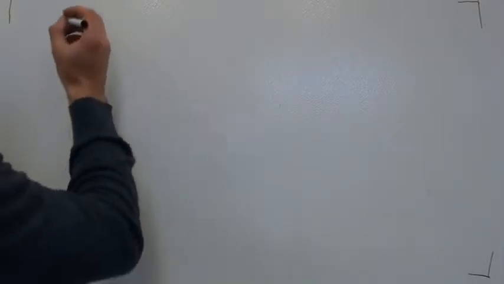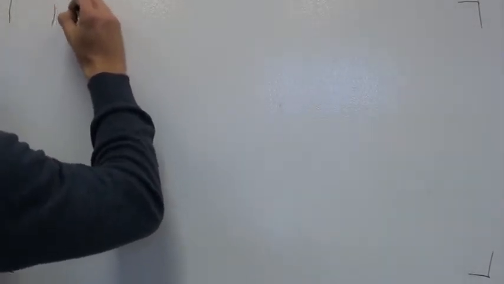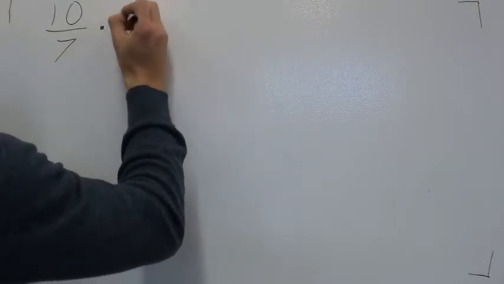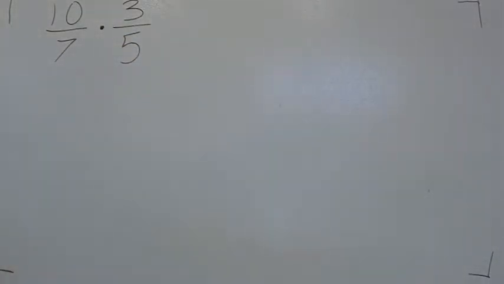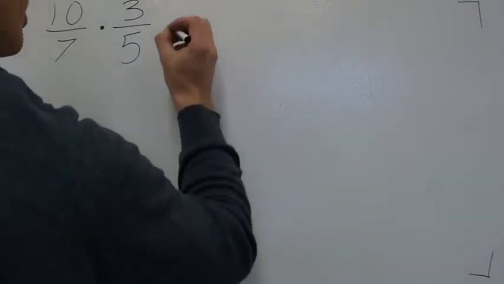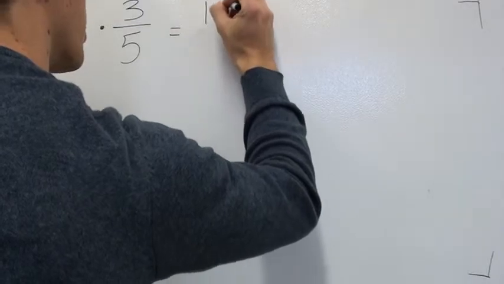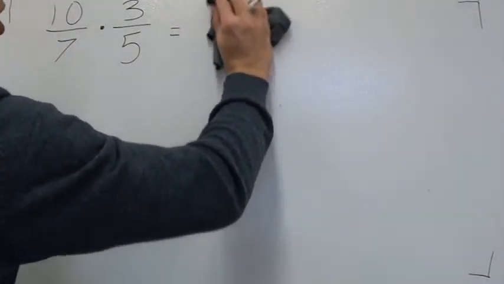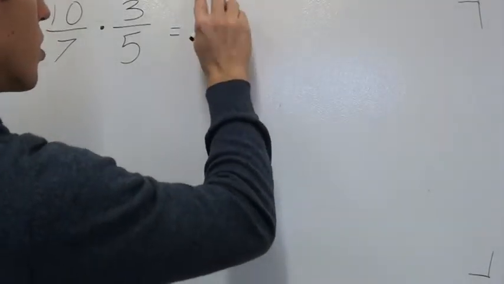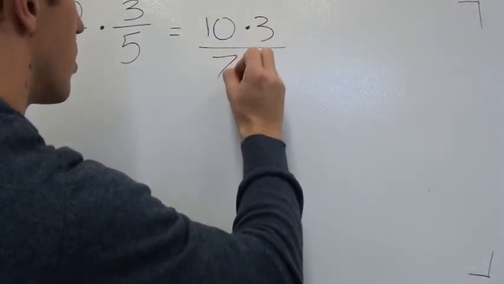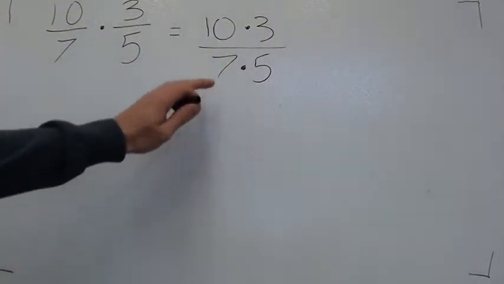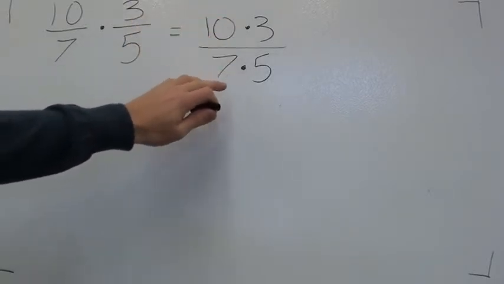Alright. So one more trick that you're going to need for this assignment is, alright, I'll show you really fast. There. So again, let's write it as one fraction. I just like it better that way. Okay, so you have 10 times the 3 and 7 times 5 on bottom.